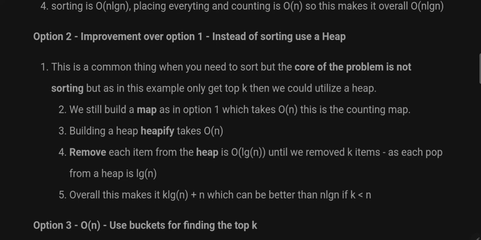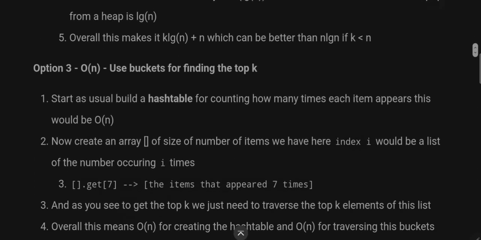This is the counting map. Then we build a heap using heapify, which takes O(n). Removing each item from the heap is O(log n) until we have removed k items. So overall, this would make it O(k log n), and this would be better than option 1 of O(n log n) if k is smaller than n.